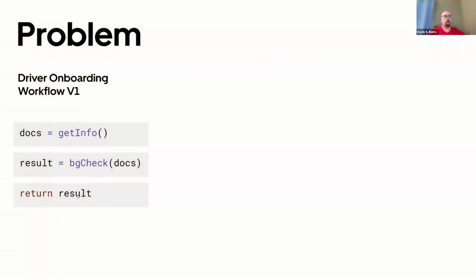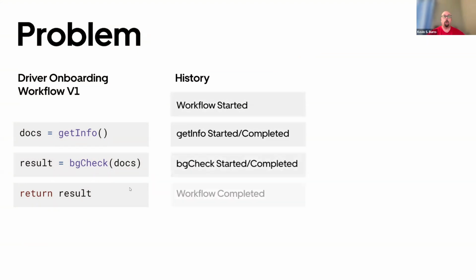You have a simple workflow for onboarding a driver where you get some docs, then you do a background check and you return the result. Simple enough. And that will generate a history a lot like this. You start the workflow, you do your get info activity, then your background check activity, and your workflow completed. Now that's a history record.